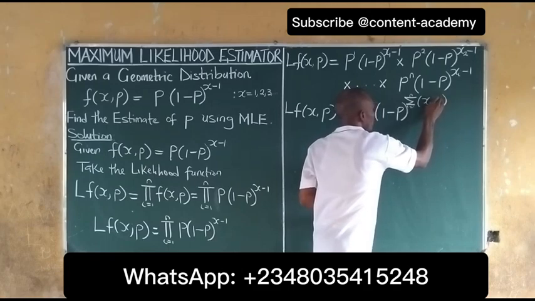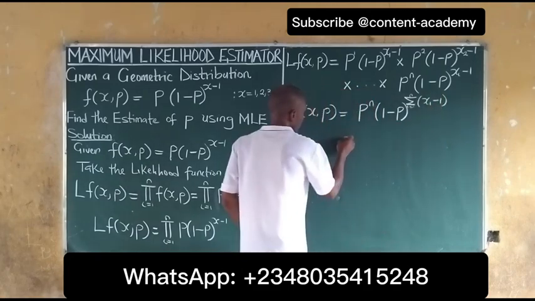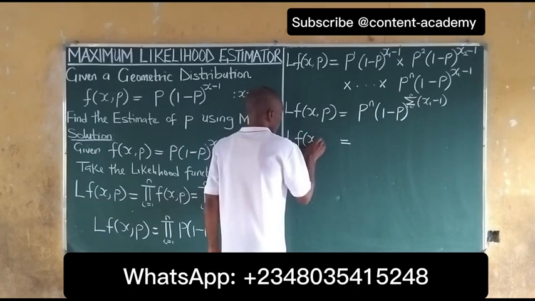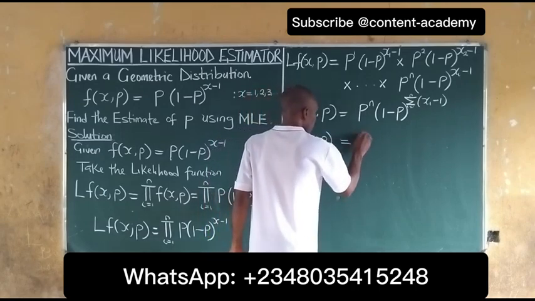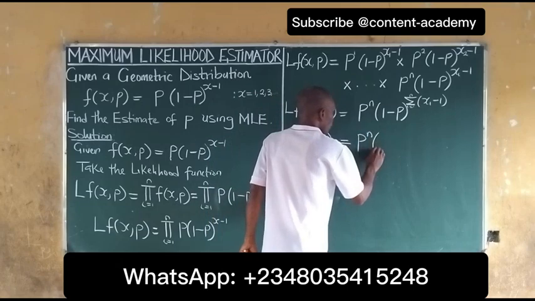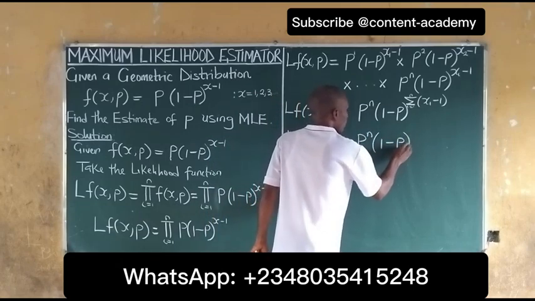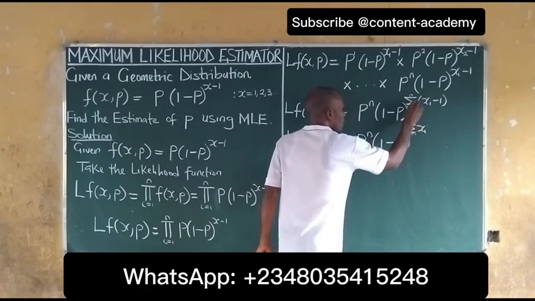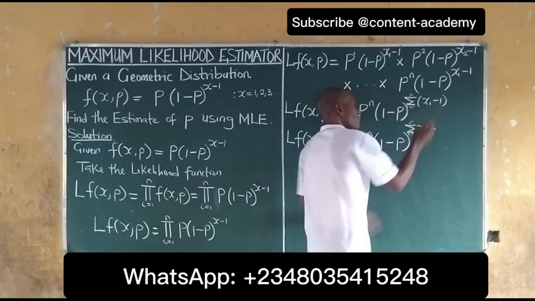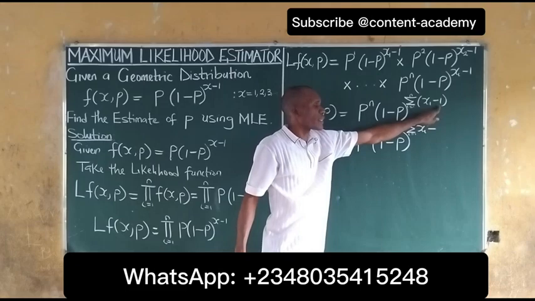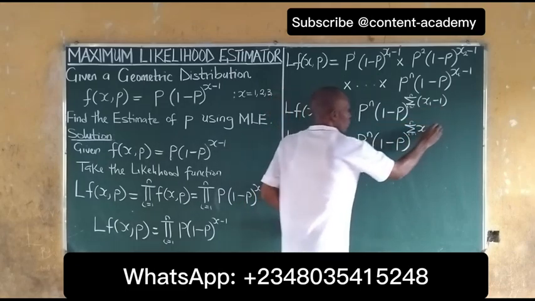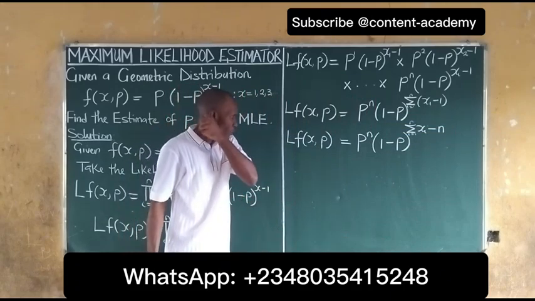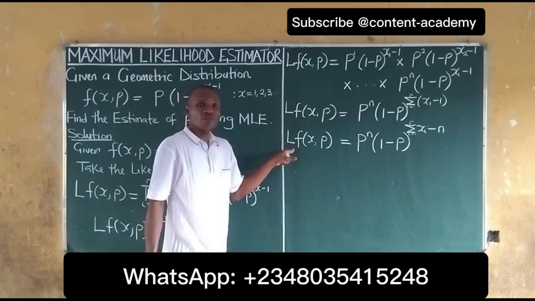Now we have to sum x and also sum 1, which means we can write our likelihood function as p raised to the power of n times (1 minus p) raised to the power of the sum of xi minus, if we sum 1, which is a constant, we get n. This is what we get. We have succeeded in getting our likelihood function.